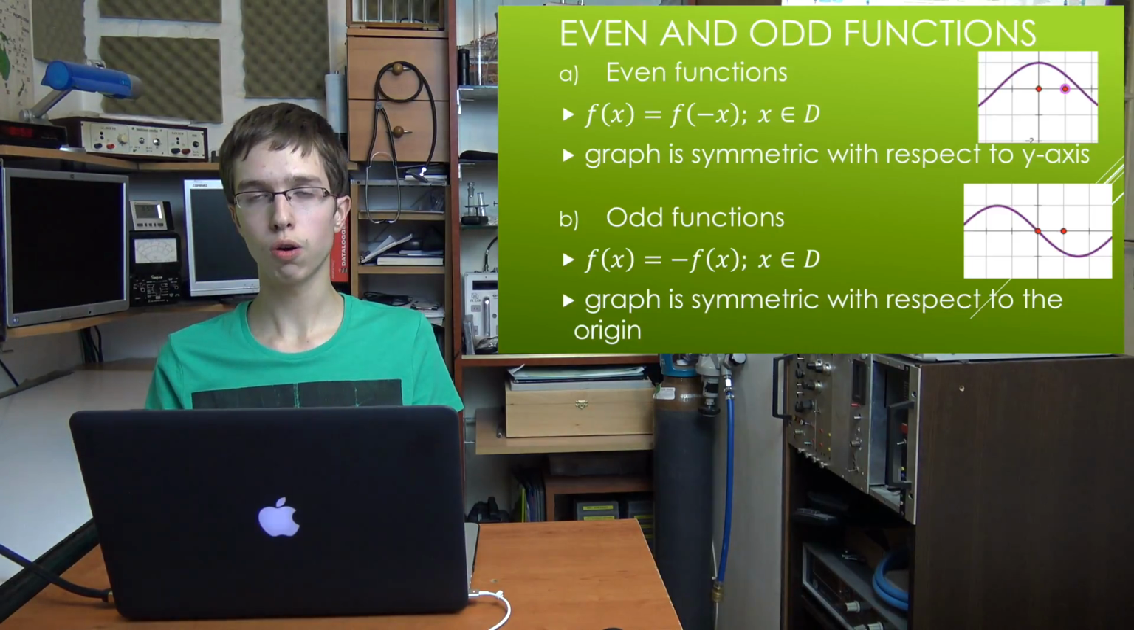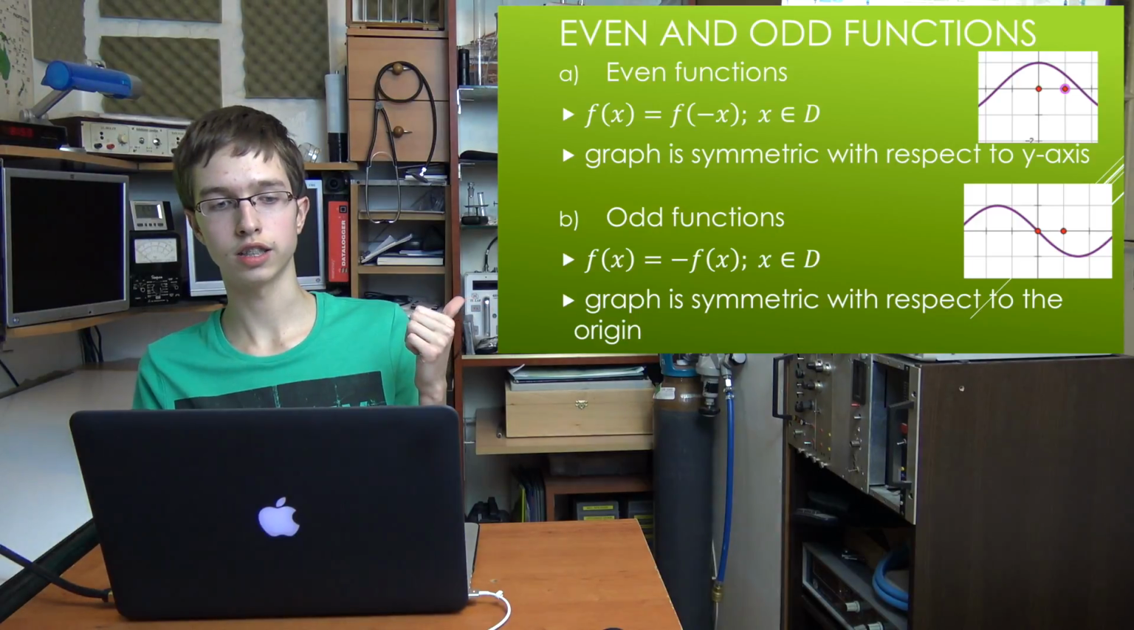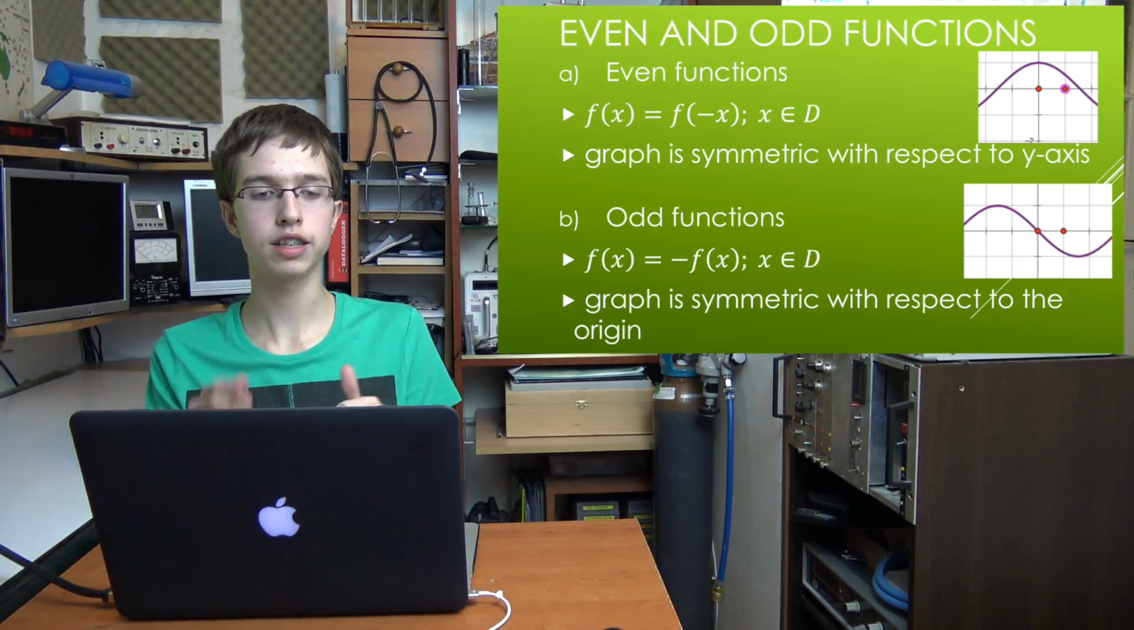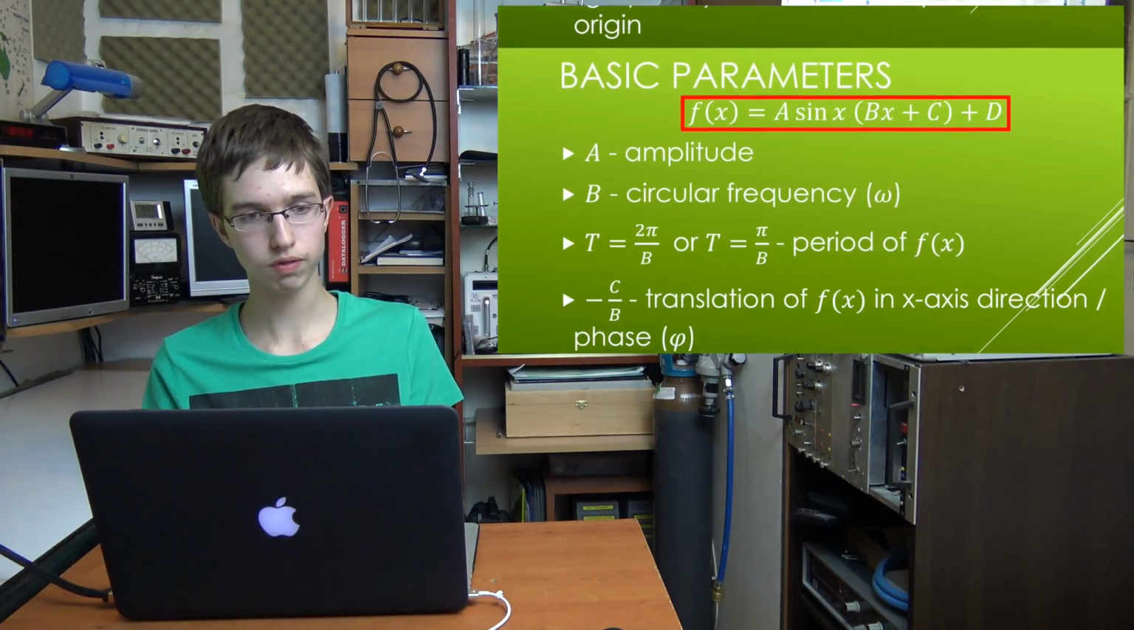A function is odd if for every x and for every minus x of the domain of the function f of x, this identity is true: f of minus x is equal to minus f of x. And this graph is symmetric with respect to the origin point of the coordinate system.